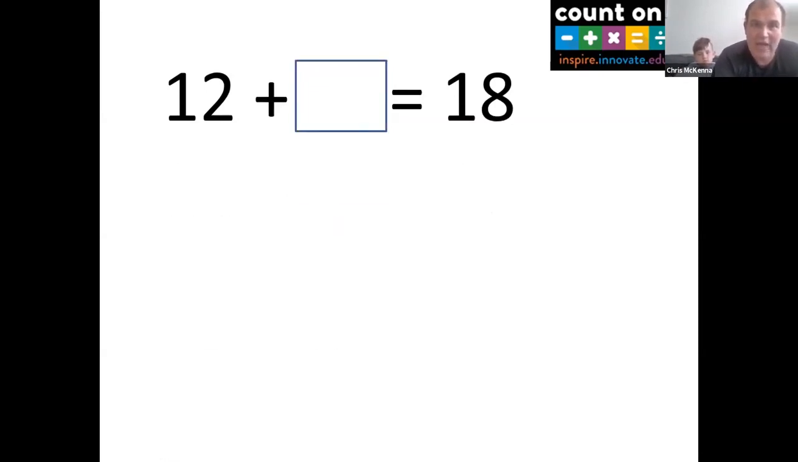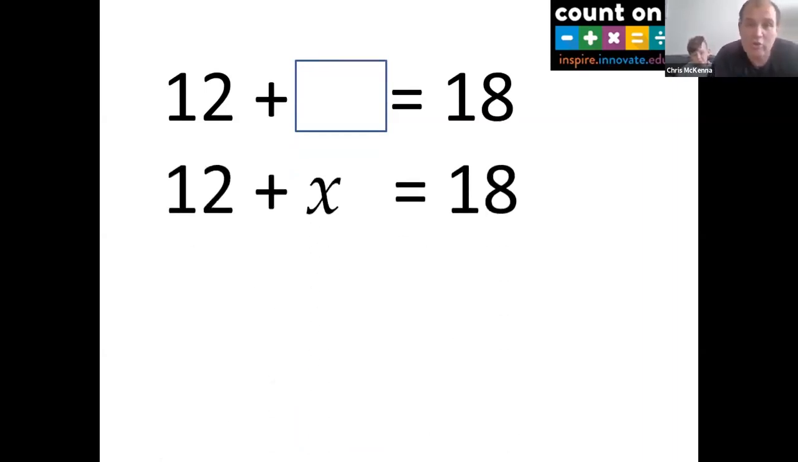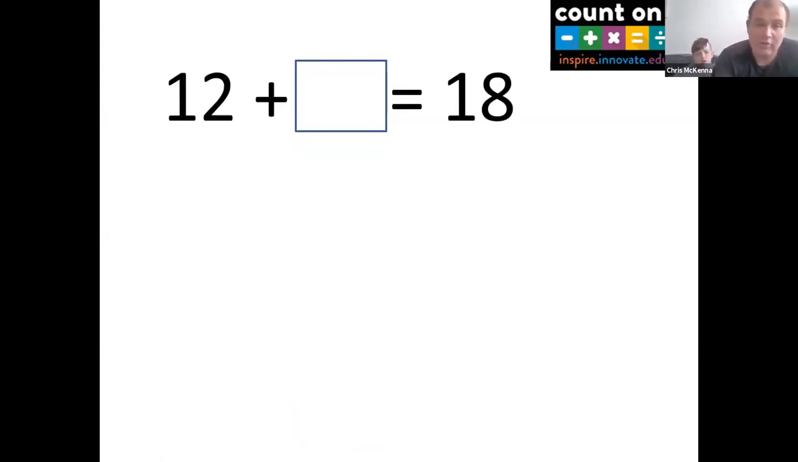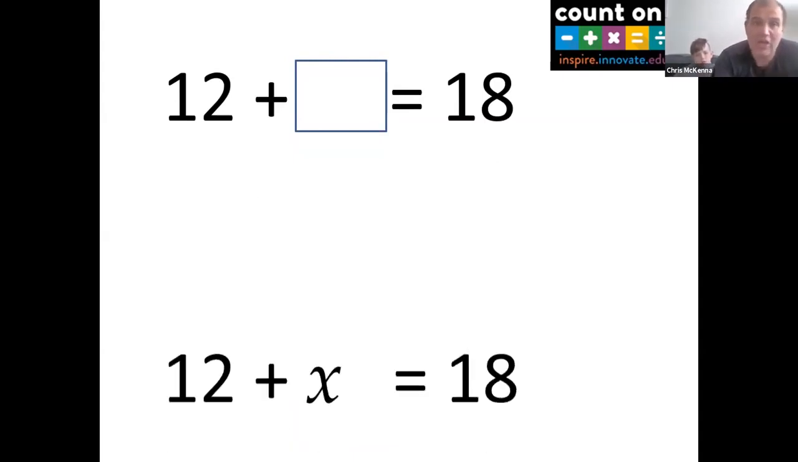If you know how to do that, then you know how to do that there. That's an algebraic equation: 12 plus x equals 18. What is the value of x? And you know that it is 6. So if you can do that, you can do that.